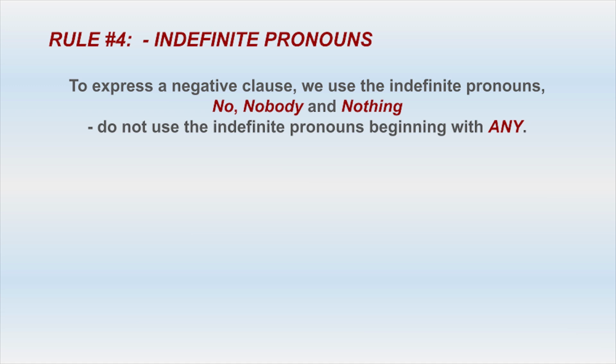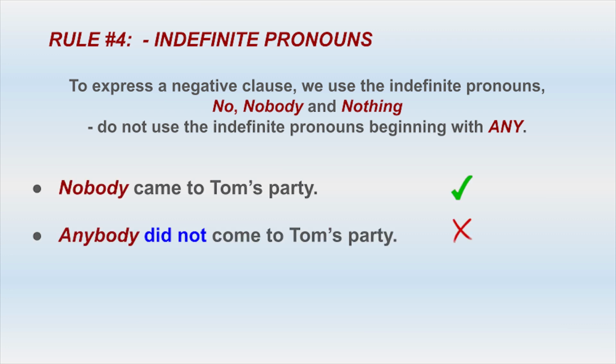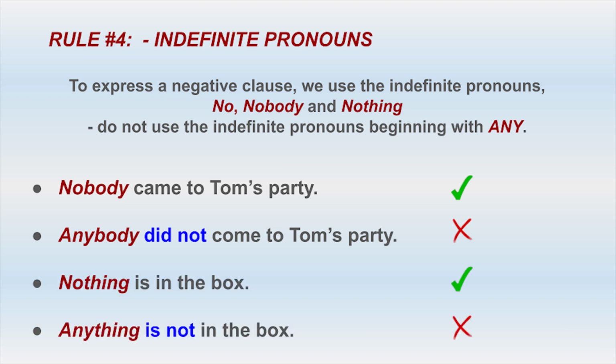Rule number 4. To express a negative clause, we use the indefinite pronouns no, nobody, and nothing. Do not use the indefinite pronouns beginning with any. For example, nobody came to Tom's party. It would be incorrect to say anybody did not come to Tom's party. Another example, nothing is in the box. It would be incorrect to say anything is not in the box.